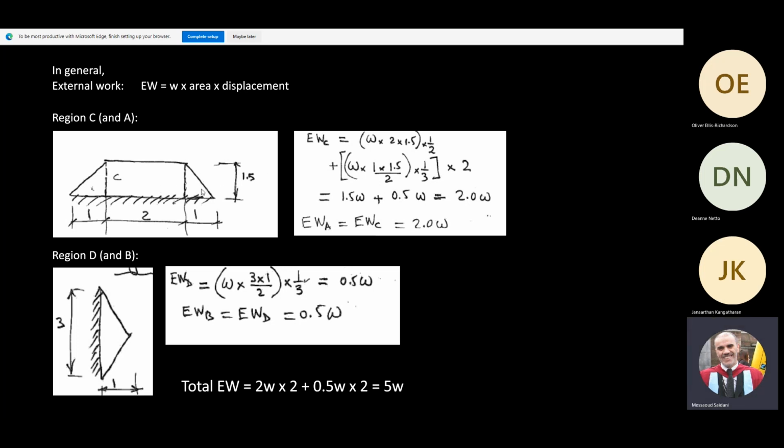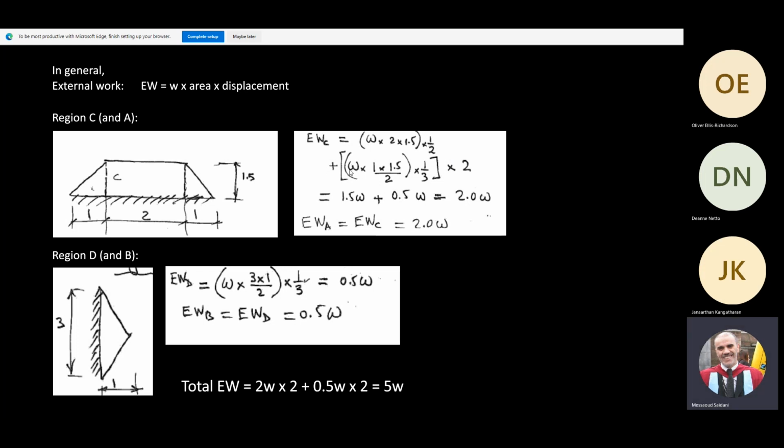The 2 triangles here are identical, and I have a rectangle in the middle. Now, for the rectangle, please pay attention. We have W, the UDL, times the area. The area is 2 times 1.5, then times the average displacement. The displacement is 1, so we take the average, so it's 1/2.